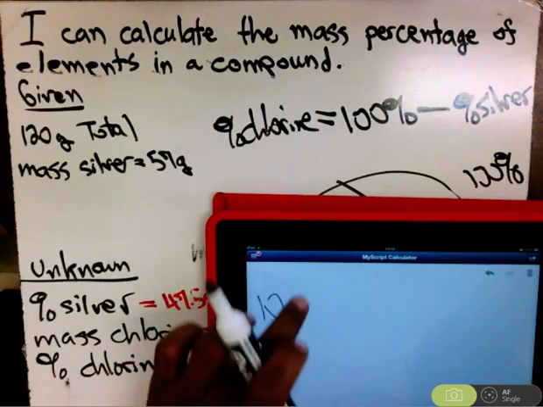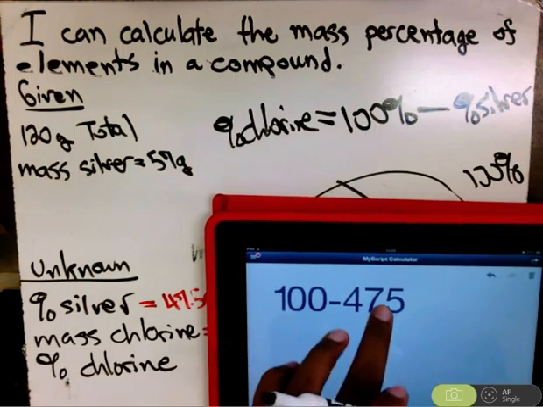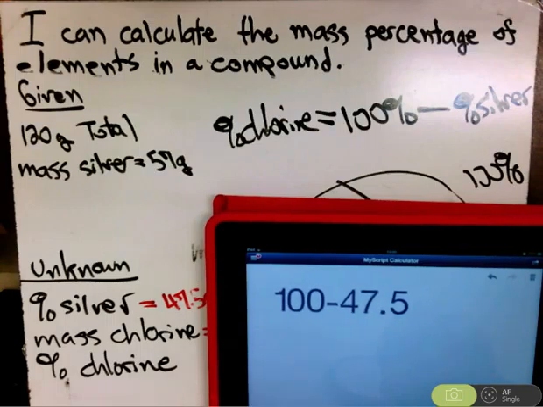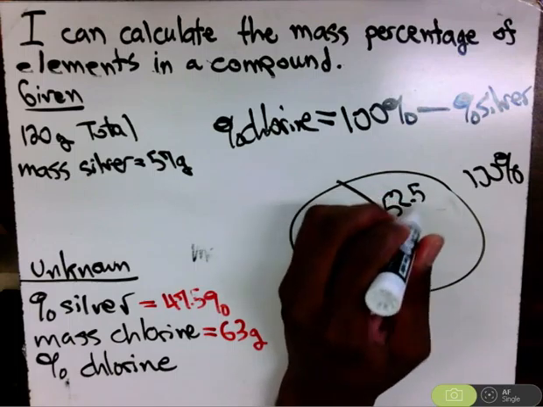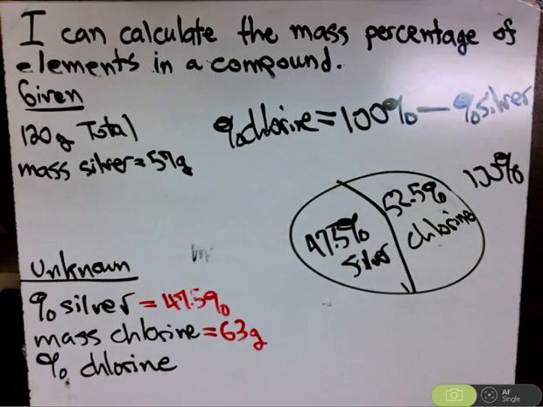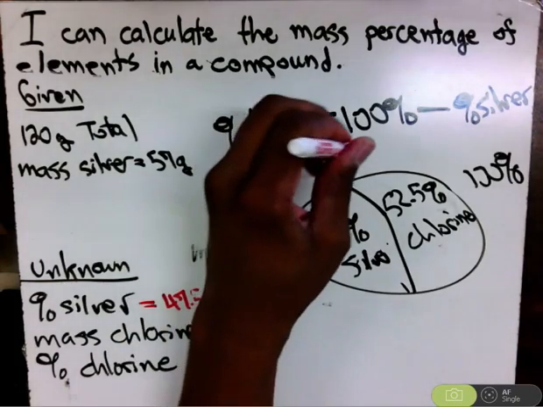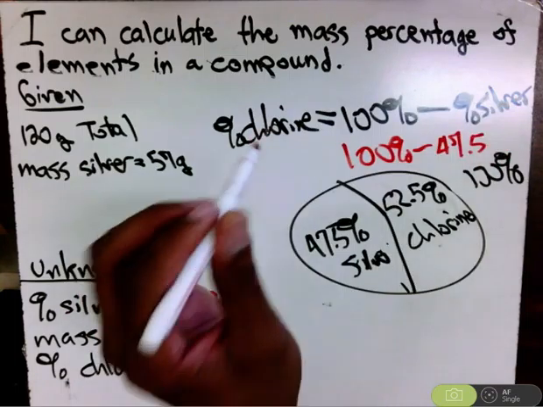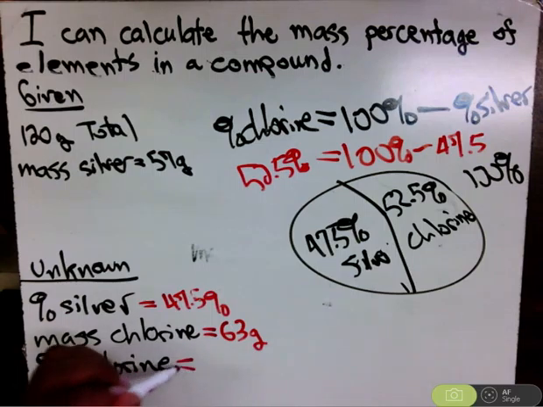So that's 100 minus 47.5. All right, calculator's acting up. There we go. 52.5% chlorine. 100% minus the percent silver. So that was 100 minus 47.5. It's equal to 52.5.